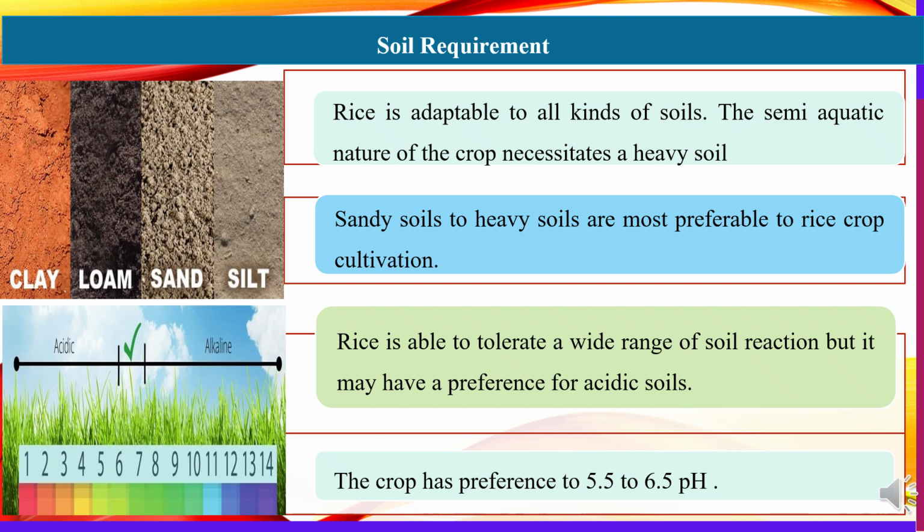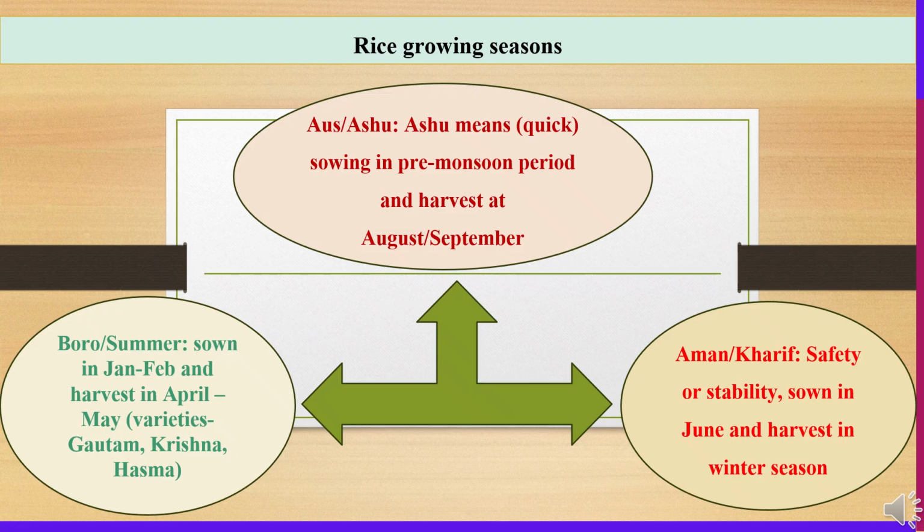Sandy soils can also be used if water is adequately supplied and retained, but they are less ideal compared to heavier types. Rice growing seasons. Aus or Ashu, pre-monsoon crop. Ashu means quick. Sowing, pre-monsoon period, around March-April. Harvest, August-September. Feature, short duration crop, suited to early rains and areas with limited irrigation.